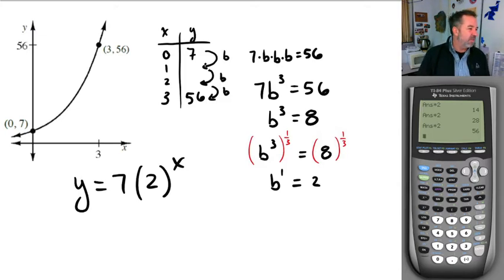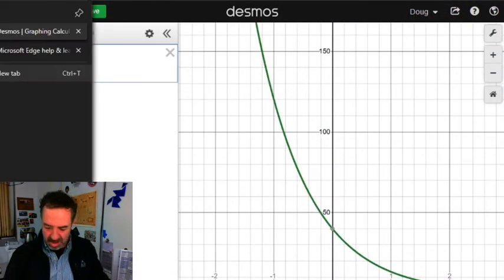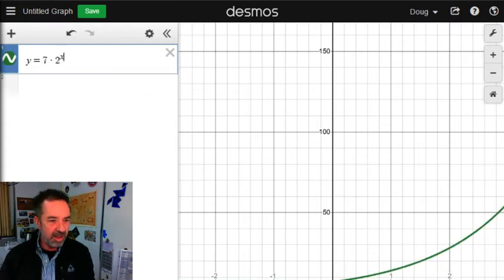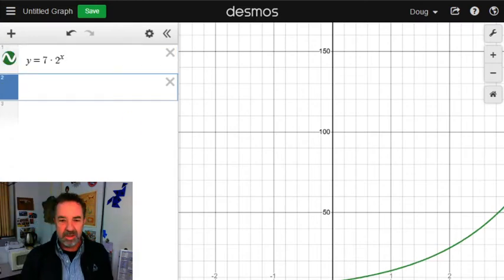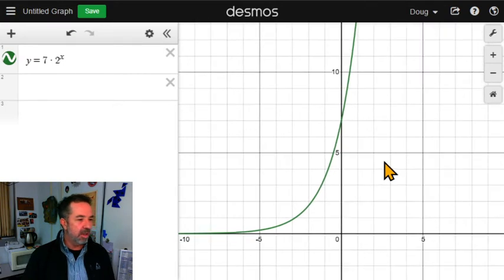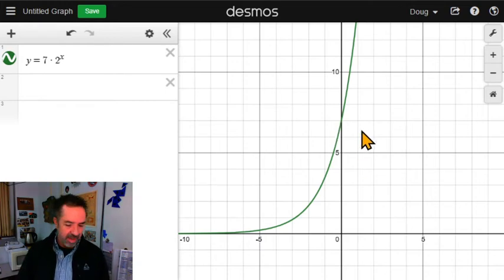And I don't know that seeing it necessarily is important, but I could look at it in Desmos as well. Y is equal to 7 times 2 to the x power. And let me just hit home real quick. Yep, there we go. So that looks a lot like what we're seeing in the book. 0 is hitting the value of 7.